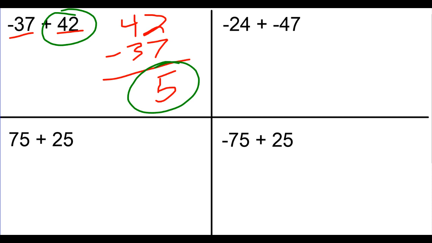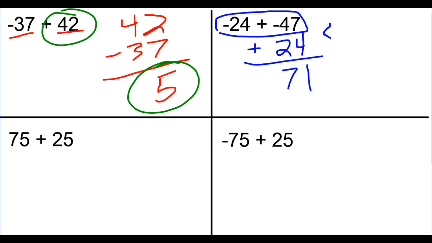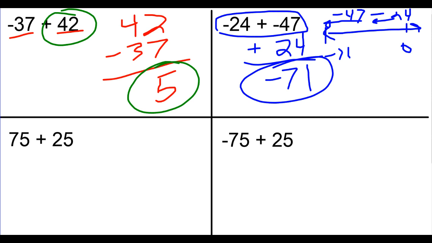Moving over, this is very similar. In fact, it's the same problem we did before. I'm going to add 47 and 24 to get 71 because we're both moving in the negative direction. So on a number line, there's 0, there's negative 24, and there's negative 47. Both moving negative away from 0, so negative 71. For the third one down here, 75 plus 25, we're familiar with that. That's 100. That's nice and easy.